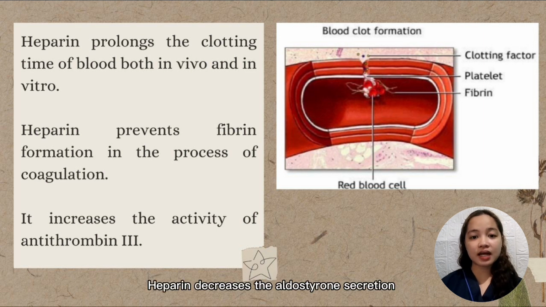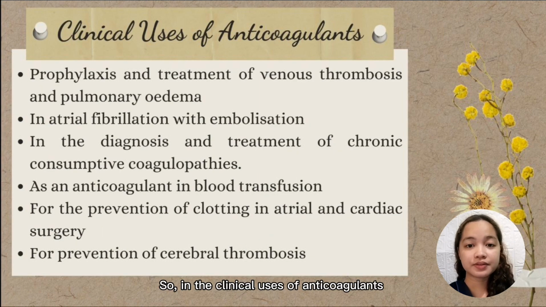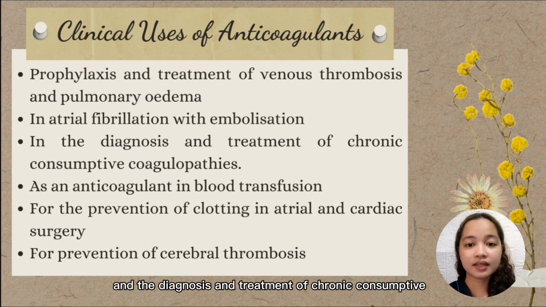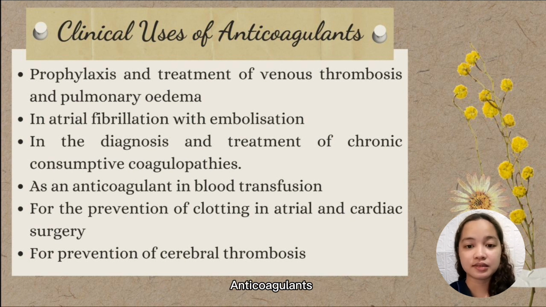Heparin decreases aldosterone secretion and increases the concentration of free digoxin, and it slows wound healing and depresses cell-mediated immunity. The clinical uses of anticoagulants are the prophylaxis and treatment of venous thrombosis and pulmonary embolism, and the diagnosis and treatment of chronic consumptive coagulopathies.